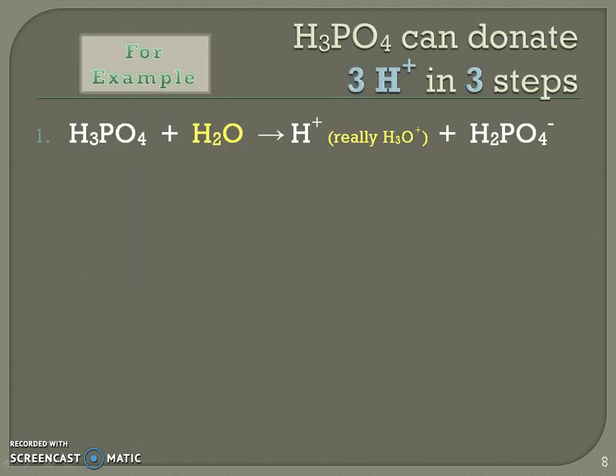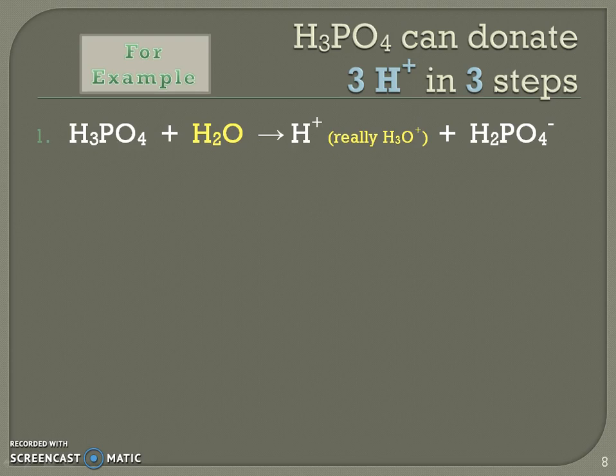So if we look at an example, we have something like H3PO4, phosphoric acid. It can donate 3 H+ or 3 protons, but it does it in 3 steps. Just so you're aware, like a reaction mechanism, it doesn't happen all at once.